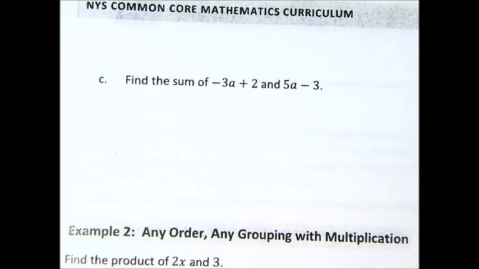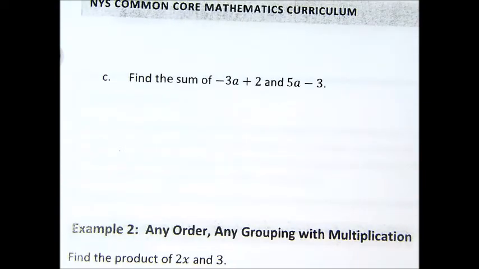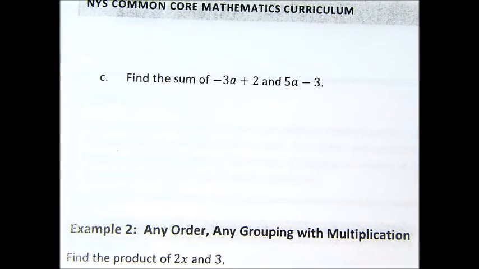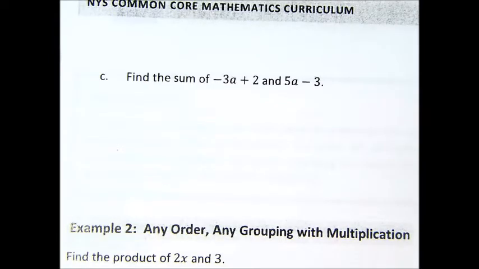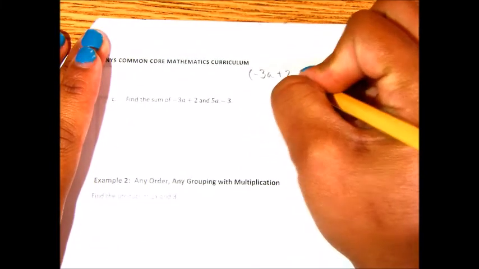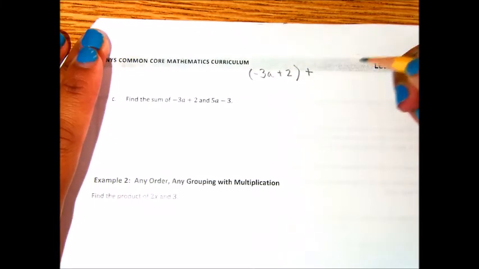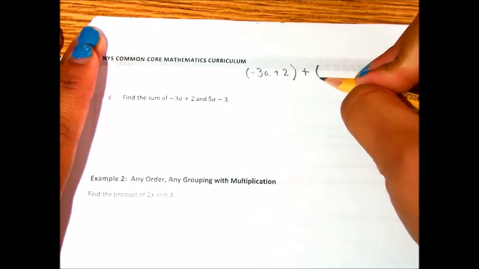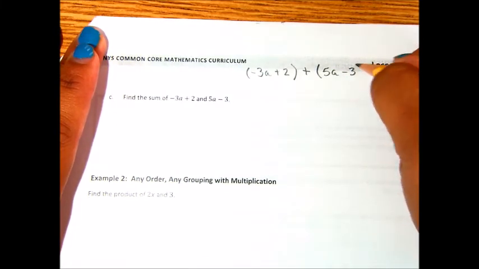Example C says, find the sum of negative 3a plus 2 and 5a minus 3. We want to use the associative property, the commutative property, and the distributive property to help us rearrange the expression. First thing we want to do is write down the expression. I'm actually going to come over here because I have more room to start at the top of my paper. So I'm going to write down this expression. I'm going to say negative 3a plus 2, and remember, "and" is a convention for addition, plus 5a minus 3.